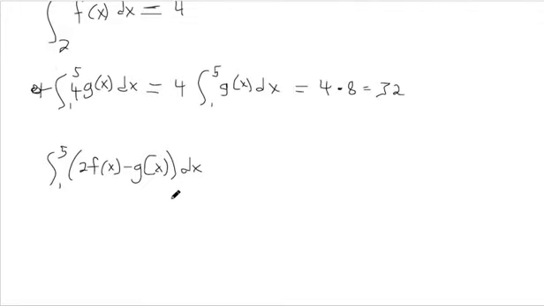Okay, and then the last one here, the other property of a linear operator means it works like the distributive property. Okay, if you have the integral from 1 to 5 of two different functions that are being subtracted, then you can break it up into two separate integrals like this. That's another linear property.